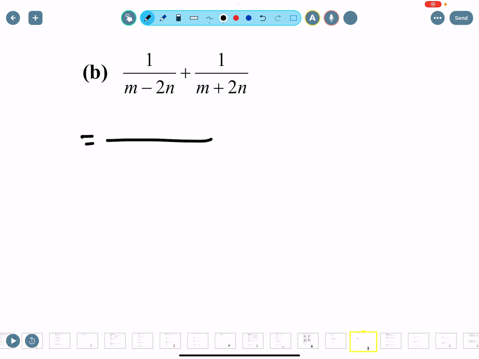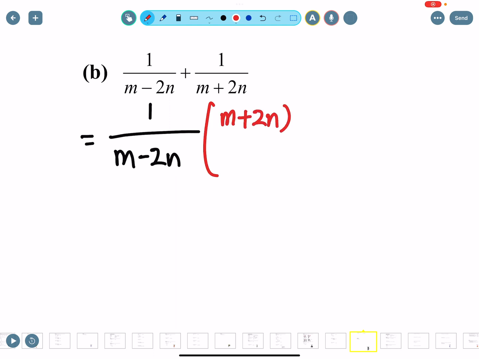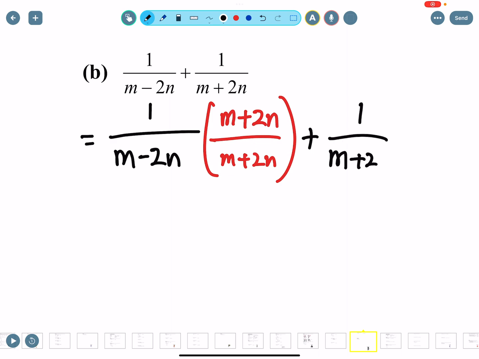So what we're going to do is we're going to multiply the opposite end of the fraction, m minus 2n here, right? I'm going to multiply the bottom fraction for the right one. So m plus 2n, that's the one it's missing. And then m plus 2n. For the right fraction, I'm going to multiply m minus 2n. So m plus 2n times m minus 2n.